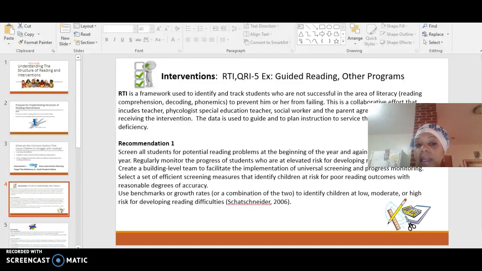We also want to look at recommendation 1. There are 5 recommendations when you're doing RTI interventions. I'm going to speak on 1 first: screen all students, which we mentioned. You want to screen them because you have already determined that the student is not able to read fluently, is not able to comprehend, and the student is not on grade level. So you want to screen them, and you want to monitor the progress to a level of accuracy, and use benchmarks as your guide.